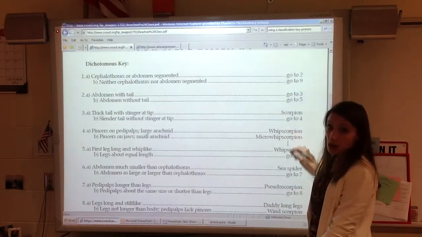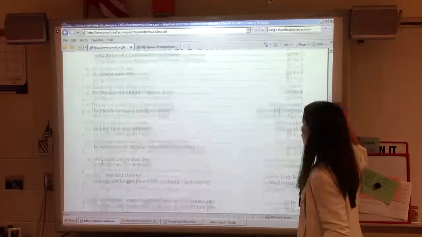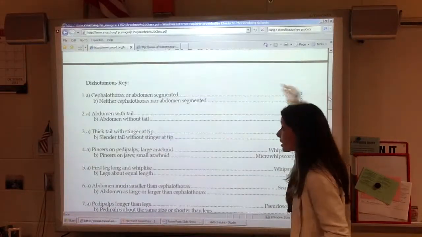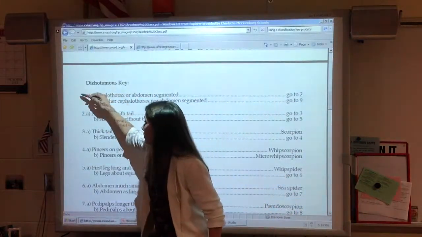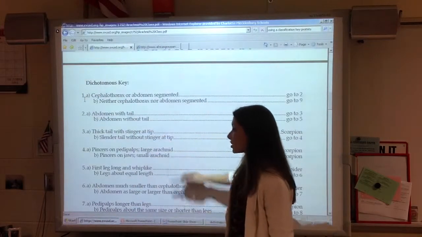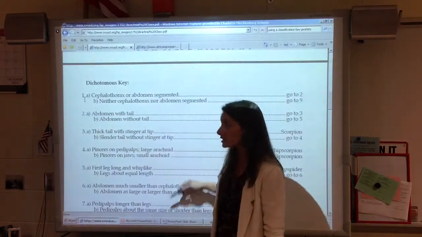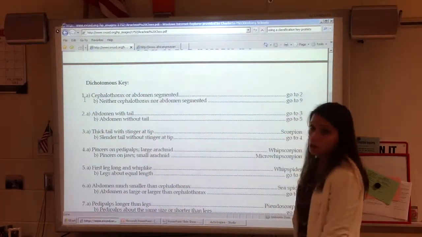It leads you to the common name, not the scientific name. We do really start with number 1. We can't just jump ahead to the size of the tail or the legs, because sometimes we'll end up at the wrong organism.